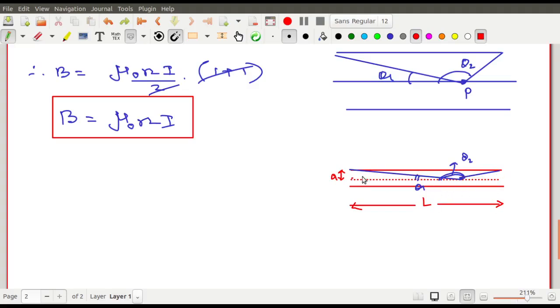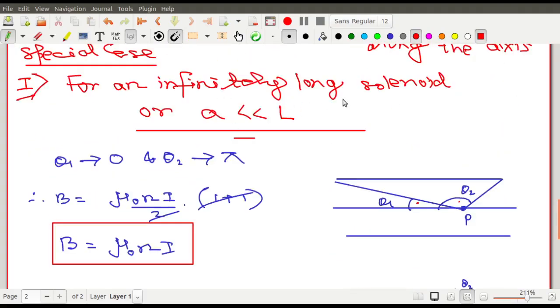It will not be clear from the diagram because it is a very small picture, so you have to understand that the smaller the value of this A, what will happen? This theta 1 will tend towards 0, because look at the value of theta 1 here and theta 1 here, definitely the theta 1 value has decreased, meaning it is tending towards 0. And look at theta 2 over here and theta 2 over here, definitely this theta 2 is more, meaning it is tending towards pi. So theta 1 is tending towards 0 and theta 2 is tending towards pi, right? So the same thing happens over here. So for an infinitely long solenoid, or when the radius is very small in comparison to the length, I will use this.